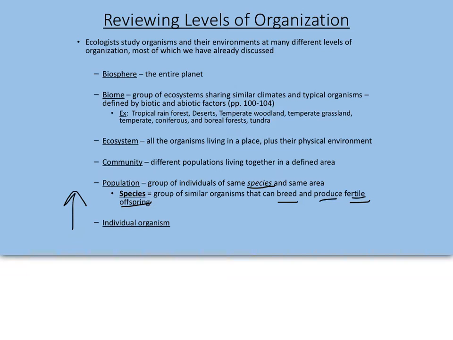Now if we go a little bit bigger, okay, we learned before, population, same species, same area. Community is all the different populations living in a defined area. An ecosystem is basically a community, but also the physical, non-living environment. So we include water and rocks and all that kind of stuff then. Then we got a new one here, and that's biome. A biome is a group of ecosystems showing similar climates and typical organisms, defined by biotic and abiotic factors. So we'll define these terms here in just a second.